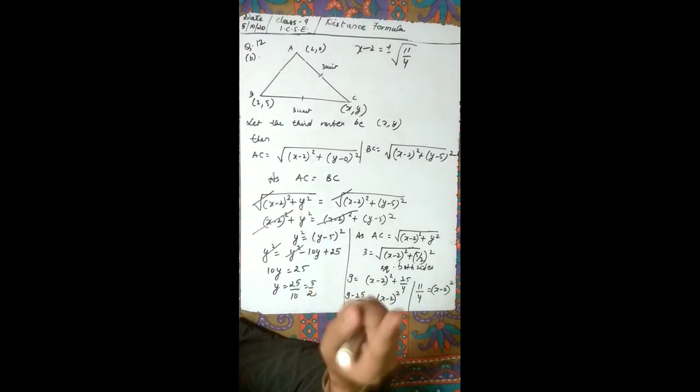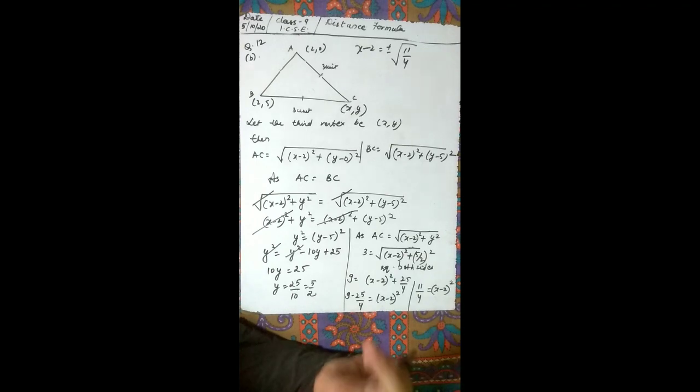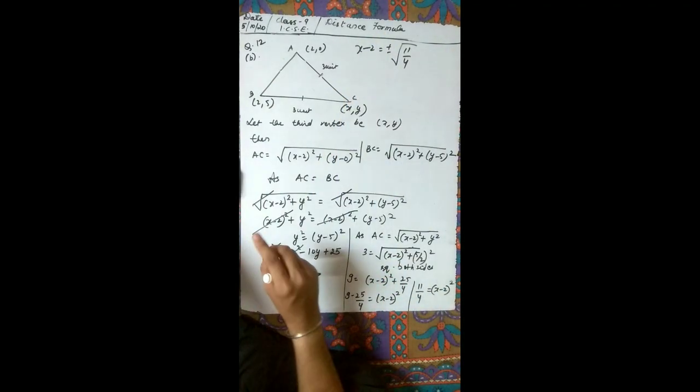Whenever you cancel the square and put a root, the value comes out as plus or minus. What is another reason for this? This is a quadratic equation with highest degree 2, so there should be 2 values of x. That is why we consider positive and negative.